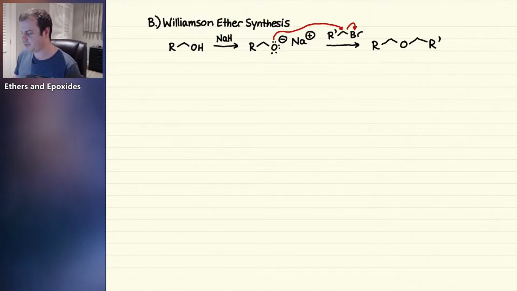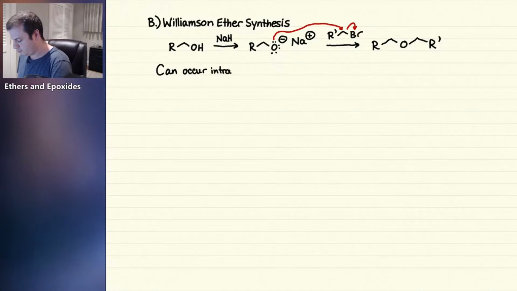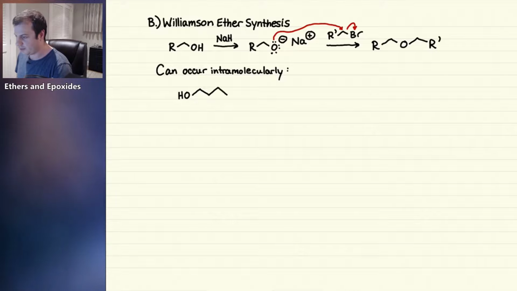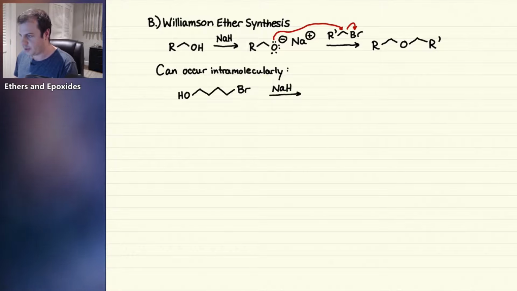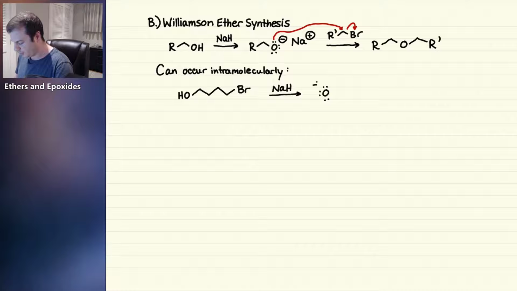Okay, anyway, we digress. The Williamson ether synthesis reaction can occur intramolecularly. What does that mean? Well, it means that if we have a molecule that has an alcohol and an alkyl halide together, when we treat that molecule with sodium hydride, we can trigger an intramolecular Williamson ether synthesis. Intramolecular meaning within the same molecule. So the sodium hydride will do what it normally does, which is deprotonate the alcohol to form the sodium alkoxide.